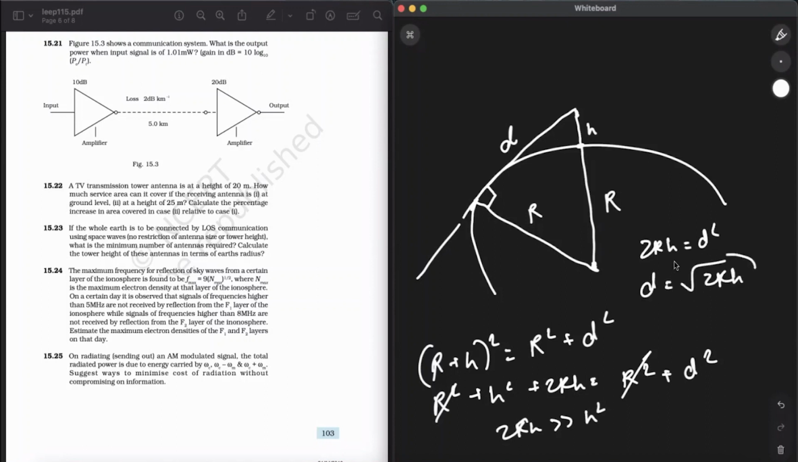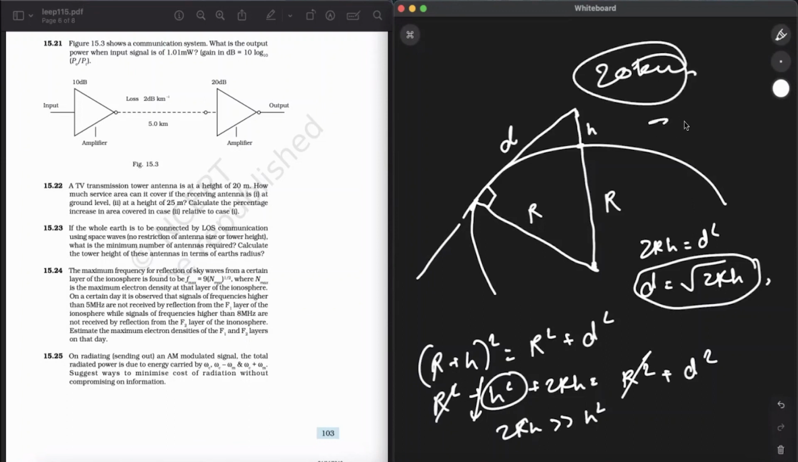So this is an assumption. We have assumed that this value is very small, so we have ignored it. Sometimes it can be large. Sometimes they can say that the length of the antenna is impractically 20 kilometers, and you'll consider this. Right now it is 20 meters. So why bother? So D is equal to root 2RH.